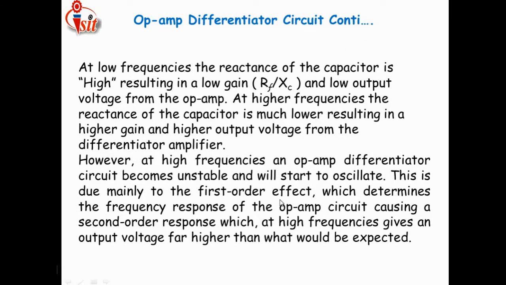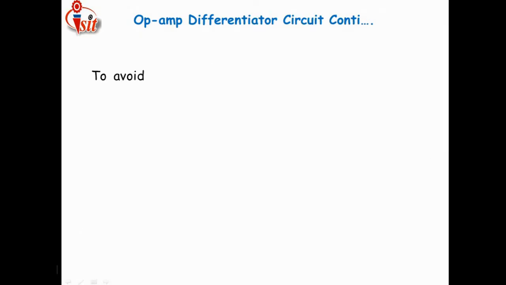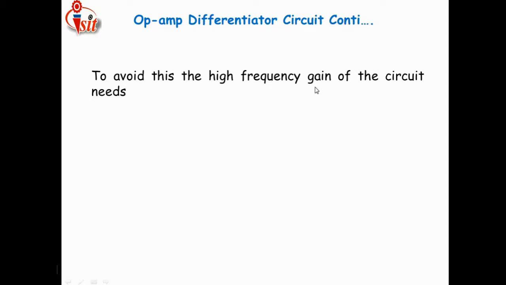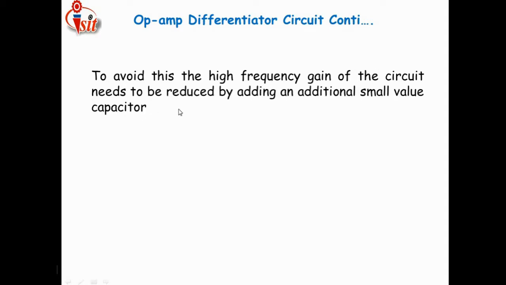This is due mainly to the first order effect, which determines the frequency response of the op-amp circuit, causing a second order response which at higher frequencies gives an output voltage far higher than what would be expected. To avoid this high frequency gain of the circuit, we need to reduce it by adding an additional small value capacitor across the feedback resistor RF. That means we have to connect a capacitor in series or in parallel with that feedback resistor RF.